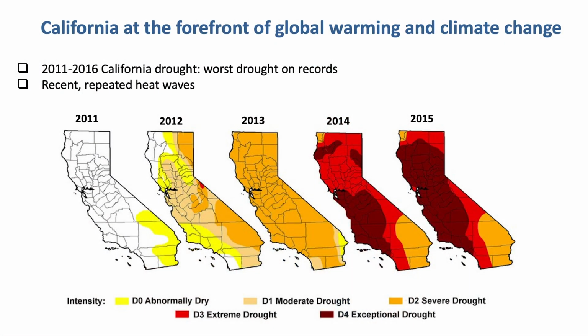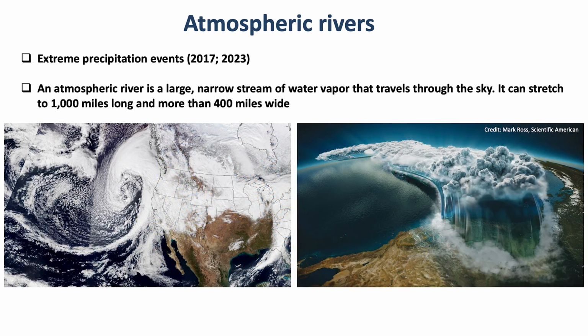You all recall the drought, and this continued with major heat waves. Heat waves usually lead to plant stress, and plant stress eventually leads to more disease. In 2017 and 2023, you recall these extreme precipitation events, and all these are conditions that can lead to either localized or statewide disease outbreaks.